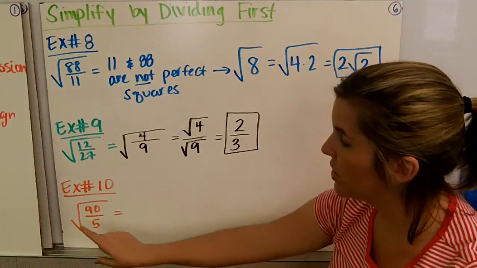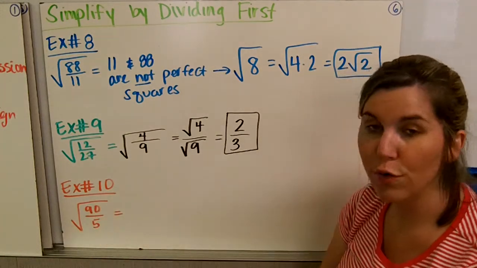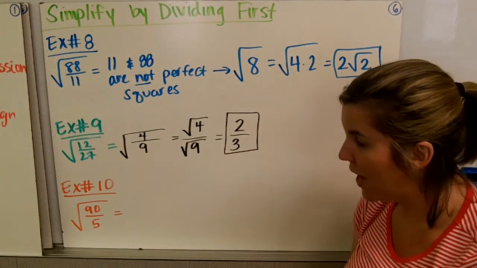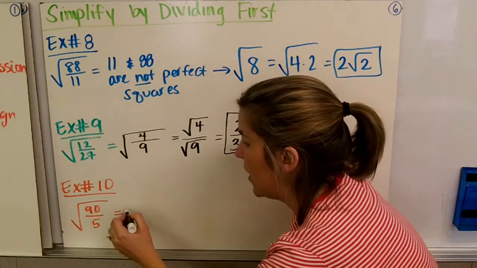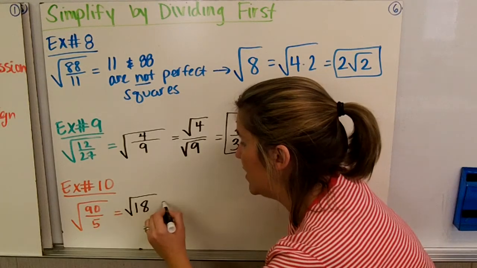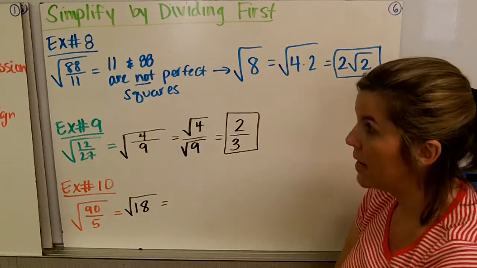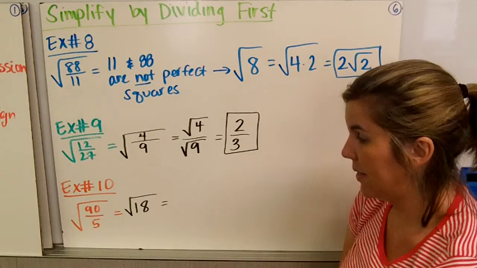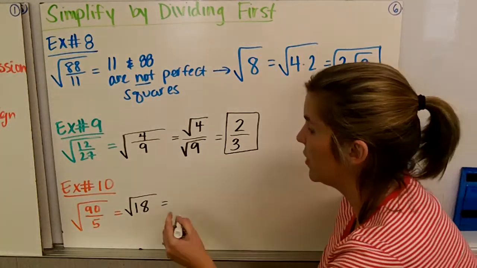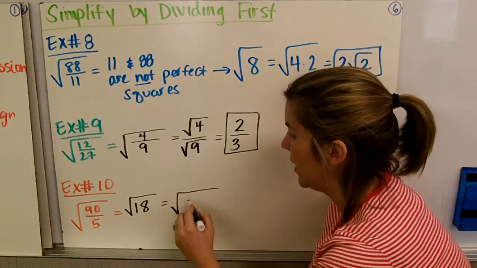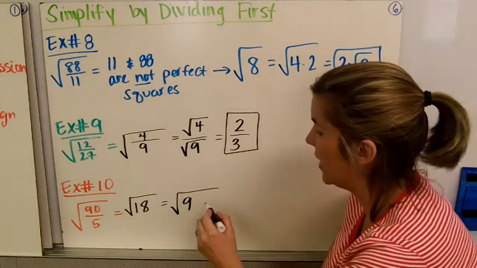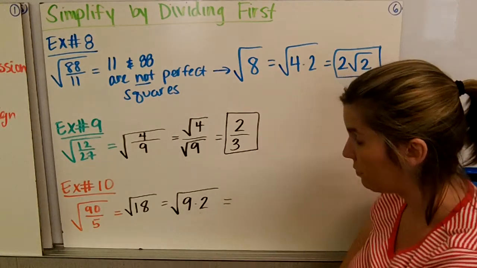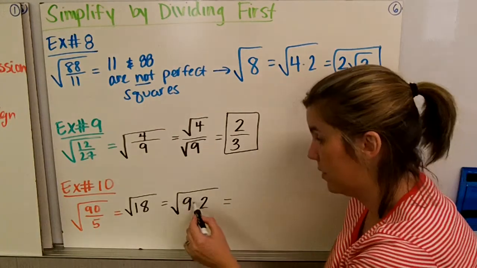Example number 10. The square root of 90 over 5. Okay, that fraction, 90 over 5. Well, 90 divided by 5 is 18. So I can rewrite this as the square root of 18. And now I'm going to find the biggest perfect square that goes into 18 evenly. The biggest perfect square that goes into 18 is 9. 9 goes into 18 2 times, so I can rewrite this as 9 times 2 underneath the square root.